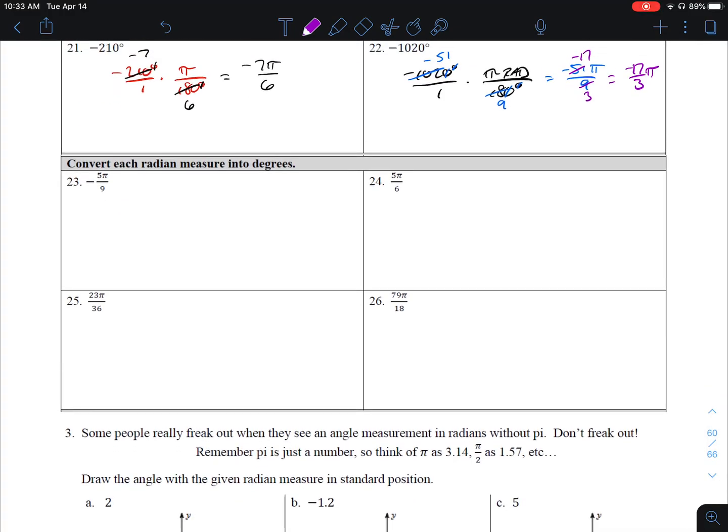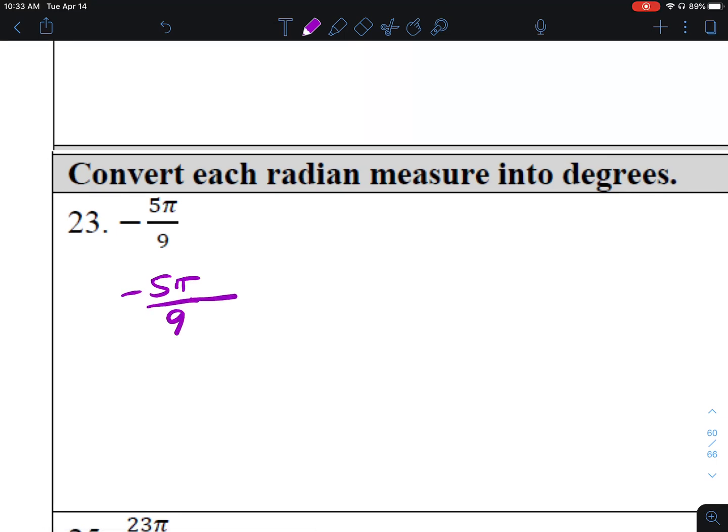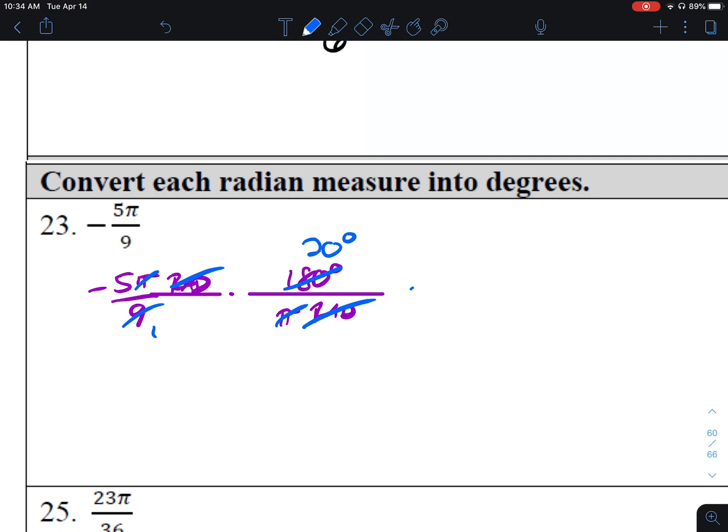23 through 26, convert each radian measure into degrees. So we got negative 5 pi over 9. For emphasis, I'm going to just write radians here. I want the radians to cancel, so I got pi radians on the bottom, and I have 180 degrees on the top, because this is equivalent to 1. So what does that do for us? Well, the pi's cancel, and the radians cancel. 9 goes into itself once, goes into 180 degrees 20 times. So now we have negative 5 times 20 degrees, which is negative 100 degrees.